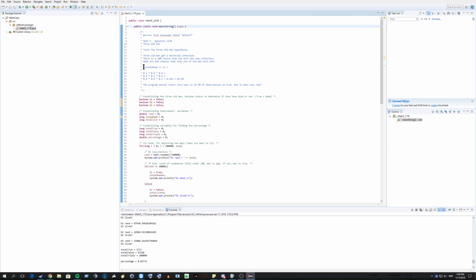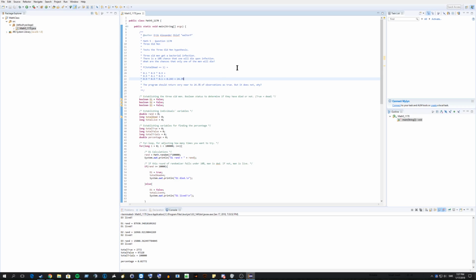And well, if you do the math over here, the probability that total dead is equal to 1 is equal to 10% times 90%. So 90% is the chances that he lives, times 90%. So one of them died, two of them lived, plus one died, one lived, one died, plus one lived, one lived, one died. So you do all that together and it comes out as exactly 0.243 or 24.3%. So mathematically there's a 24.3% chance that only one of them dies.